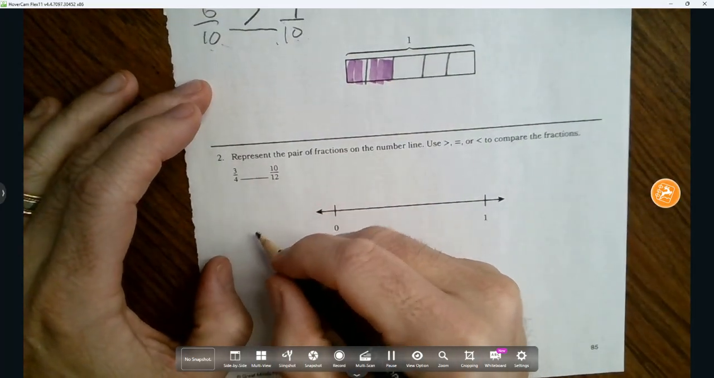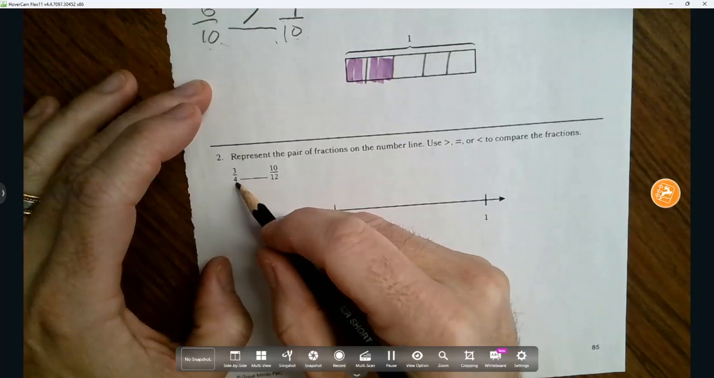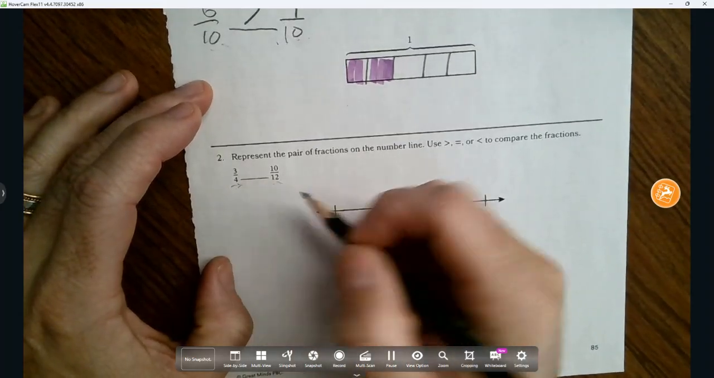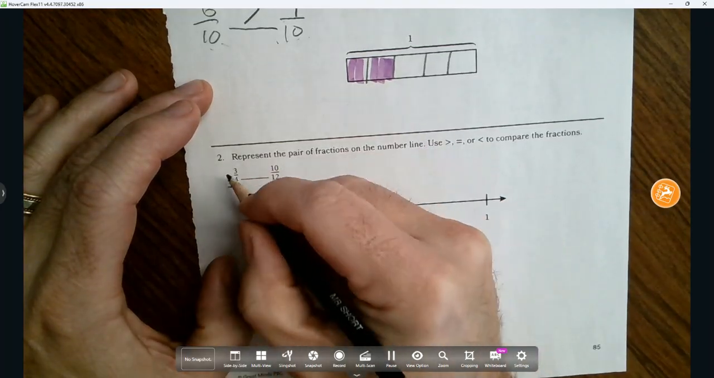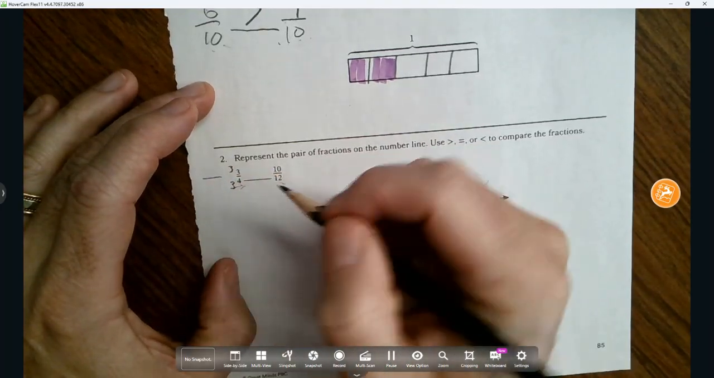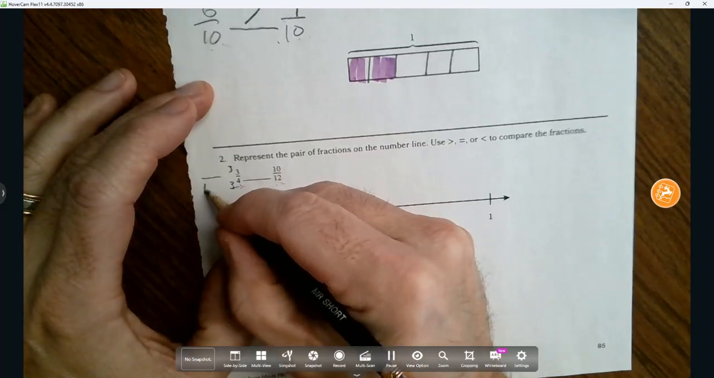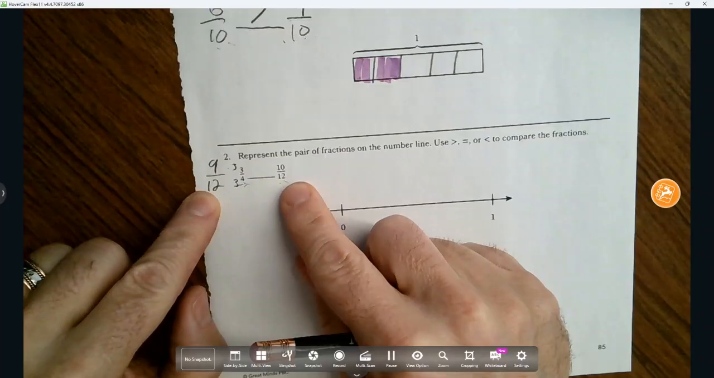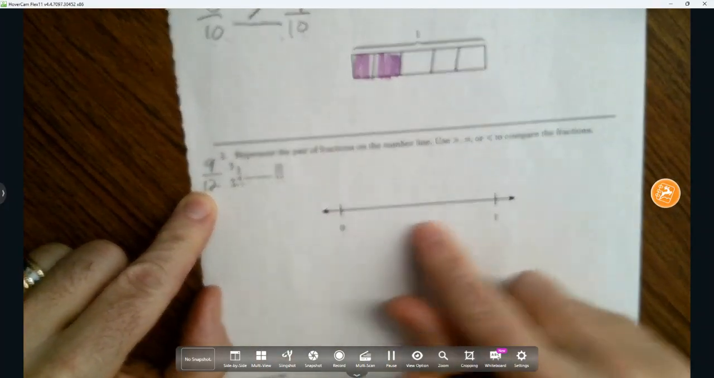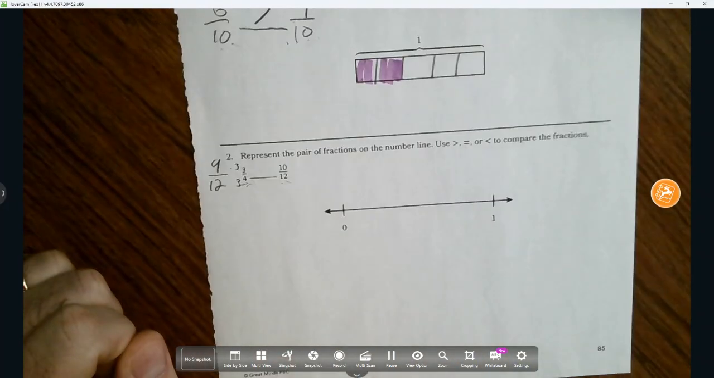So if we're going to do 10/12, how do you get from 4 to 12? Multiply the 4 by 3. Bottom by 3, that means top by 3. So if we're going to do this, 3 times 4 is 12. 3 times 3 is 9. Now you're comparing 9/12 to 10/12. You can show that on the number line. Nice and easy. Oh, come back. There it is. It came back.